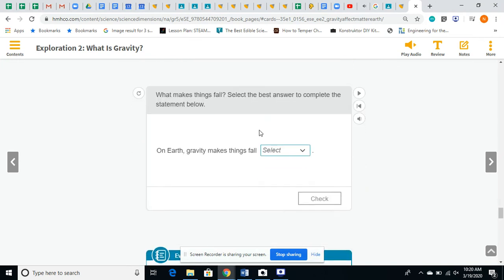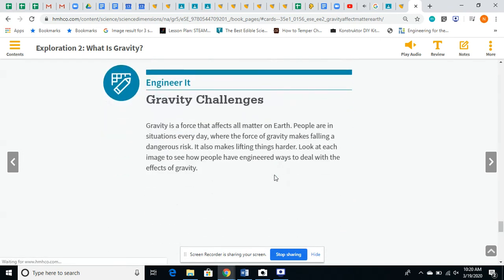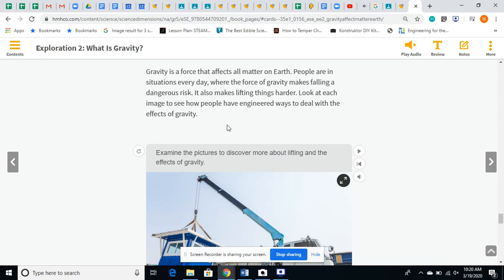Towards Earth's center. What makes things fall? On Earth, gravity makes things fall toward the center of Earth. Gravity is a force that affects all matter on Earth. People are in situations every day where the force of gravity makes falling a dangerous risk. It also makes lifting things harder.